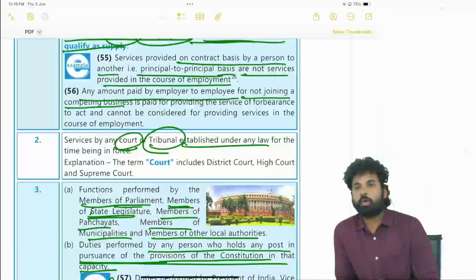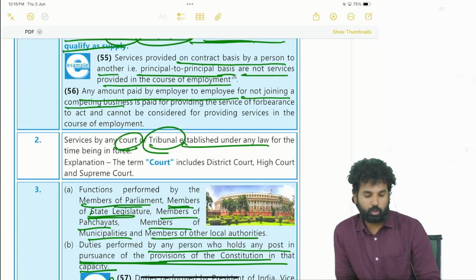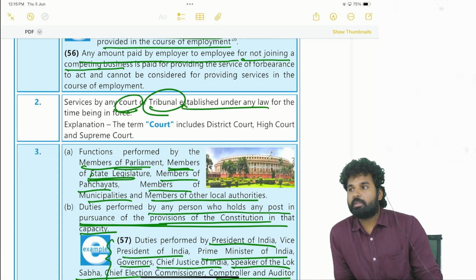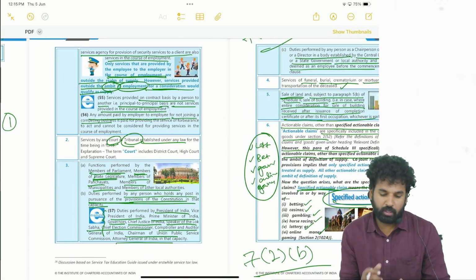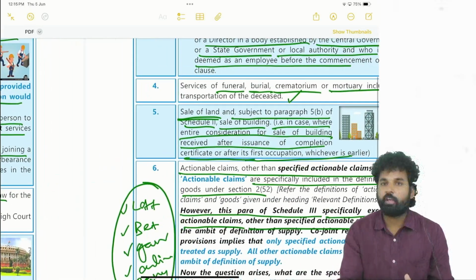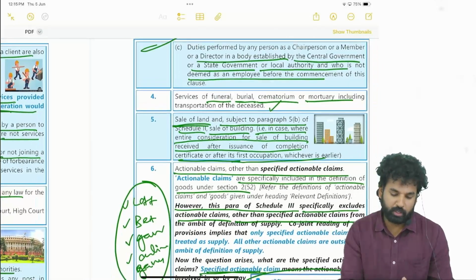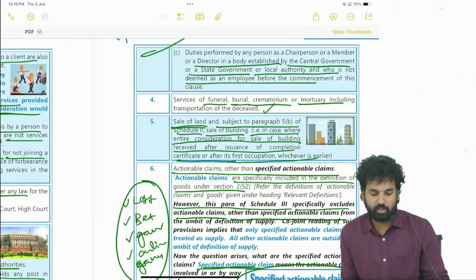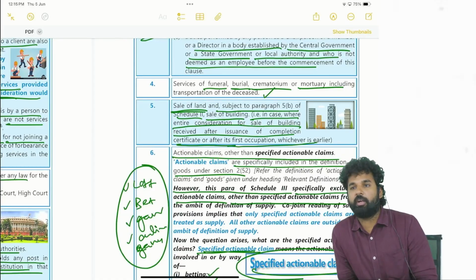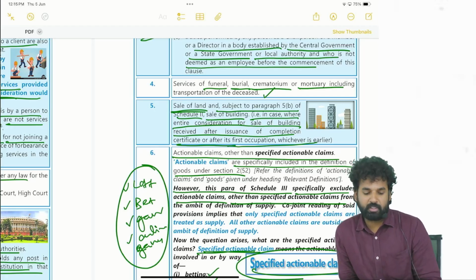Next point, services of a tribunal or court. Next point, MPs, MLAs, people's representatives. Next, the fourth point, services of crematorium, funeral, burial, including the transportation of the deceased. Next, the fifth point, sale of land, sale of building, negative list. Sale of building, but an exception is there under Schedule 2, Para 5, Clause B. What is that exception? During construction, if you are paying any consideration, even part consideration, then it will again be a supply of service.